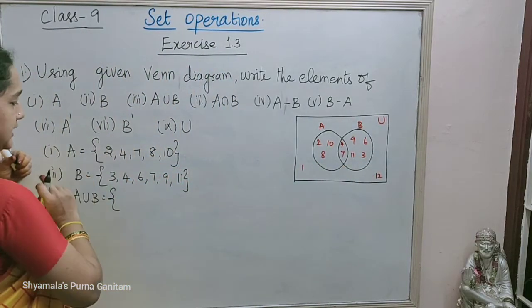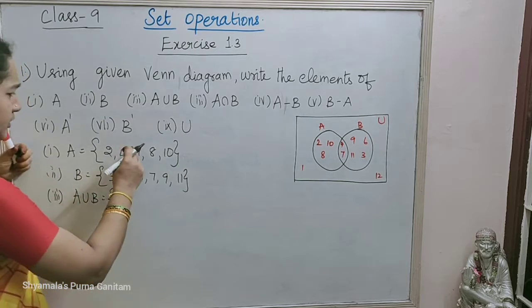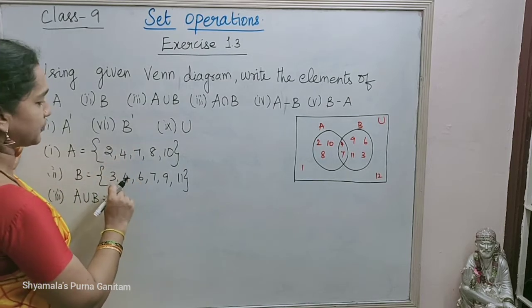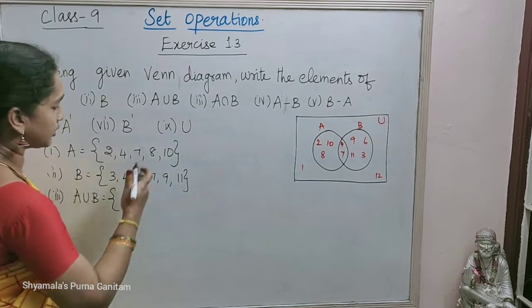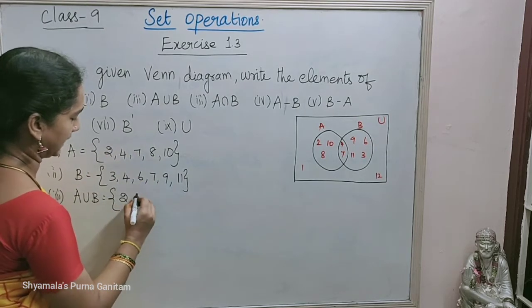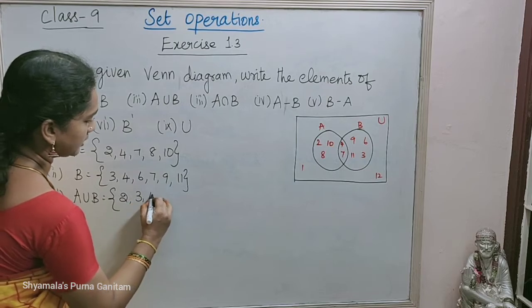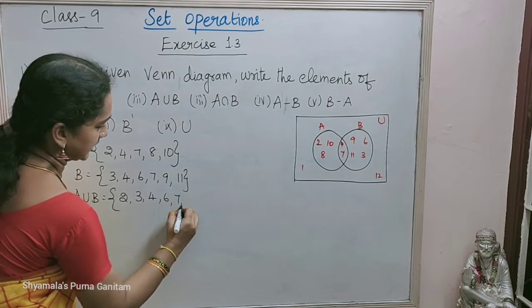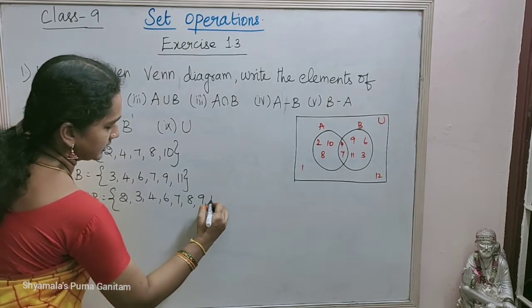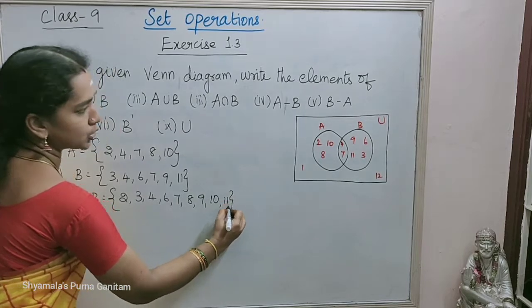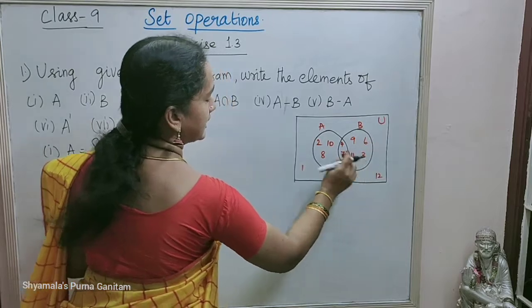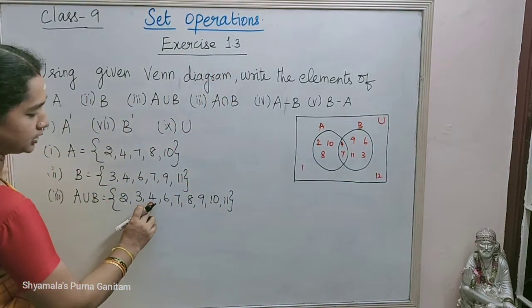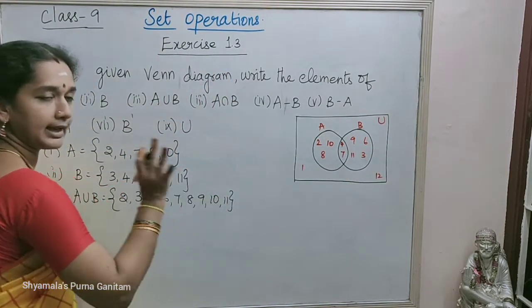So here A is there, here B is there. The common element for this is 4 and 7. So we will write that one time. That's also 2, 3, 4, 6, 7, 8, 9, 10, 11. So totally we will get here 1, 2, 3, 4, 5, 6, 7, 8, 9 elements.